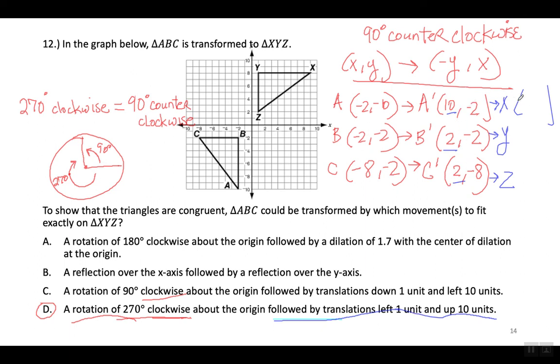Alright, so this is going to become 9, 1, and 1. And then to move it up 10 units, I gotta add 10 to all the Y coordinates.